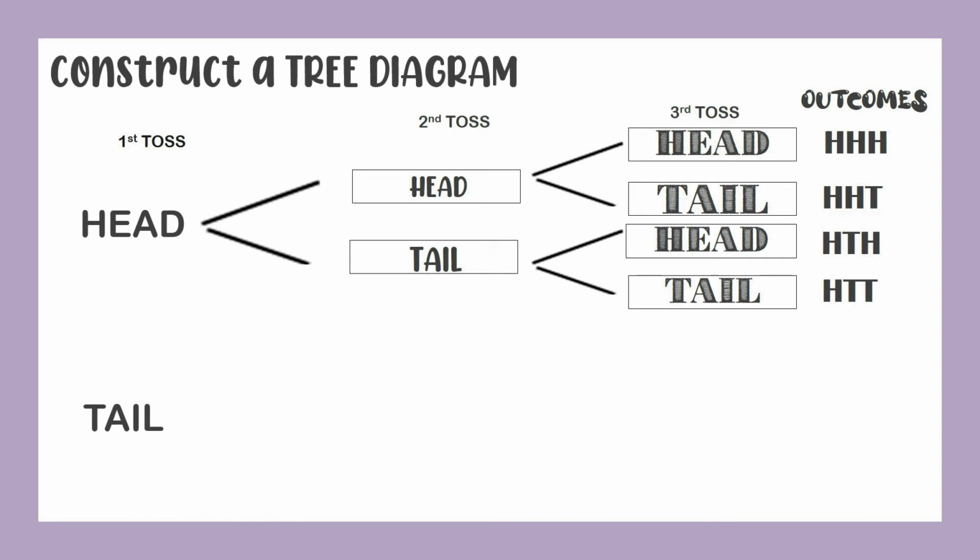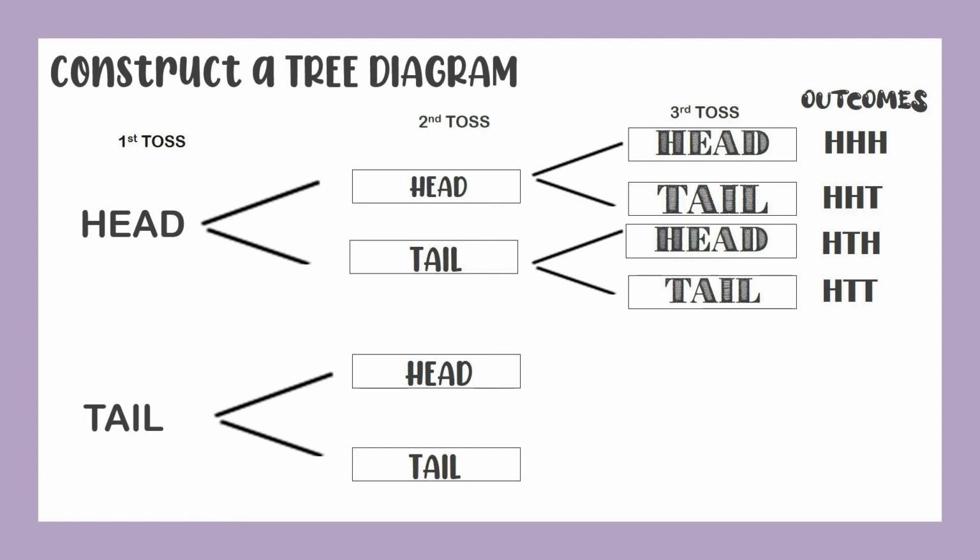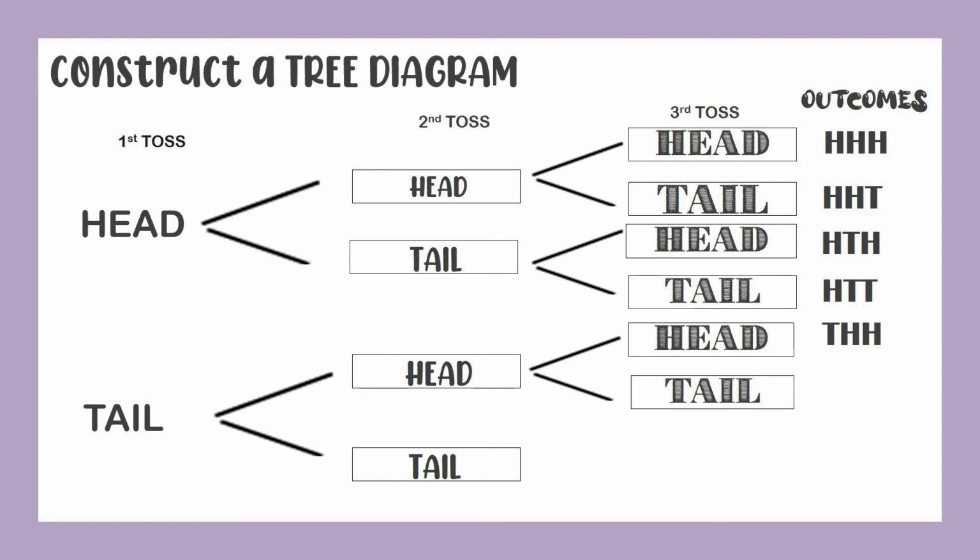Now, let us continue with the coin which landed on the tail in the first toss. In the second toss, there are also two possible outcomes. Either the coin after tossing will land on the head, or it will land on the tail. Proceeding to the third toss, the third coin may land on the head, or it may land on the tail. This then gives us a final outcome of a tail, head, head combination, and tail, head, tail outcome.